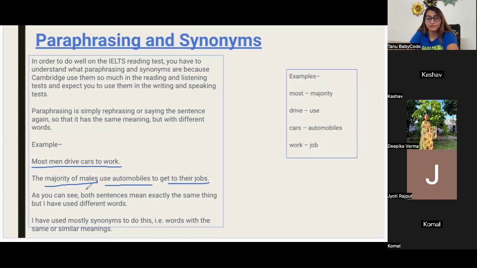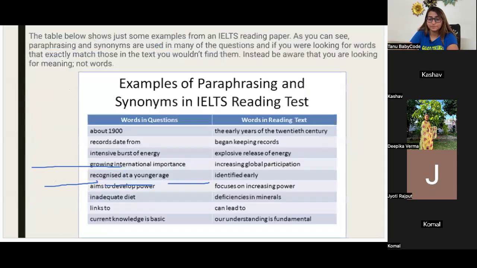यहाँ पे आपके words different हैं सारे, but meaning क्या है दोनों statements का? Same. Most, majority, drive, use, cars, automobiles, work, job. Males, men, right? So as you can see, both sentences का meaning exactly same है, but यहाँ पे words different use हुए. So you should be careful. जब आप sentence completion को practice करो, whenever you look for your sentences, जब भी आप identify करो, you should keep in mind कि वहाँ पर आपको different words मिलेंगे, but you should focus on the meaning, right?